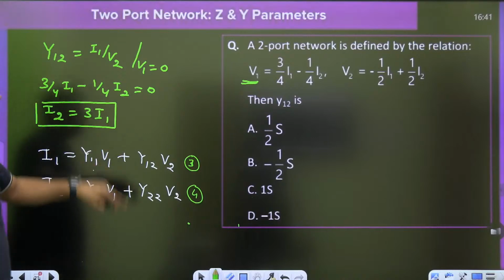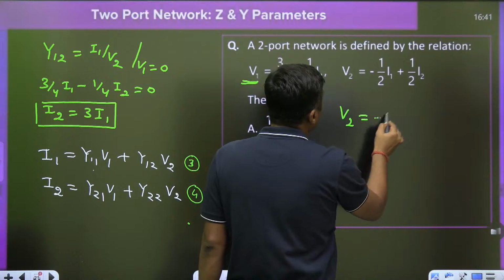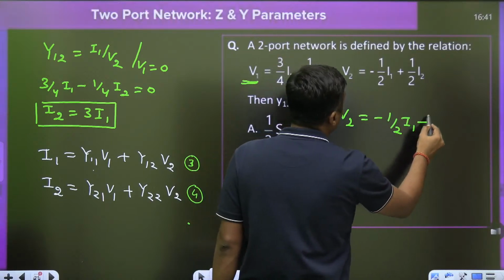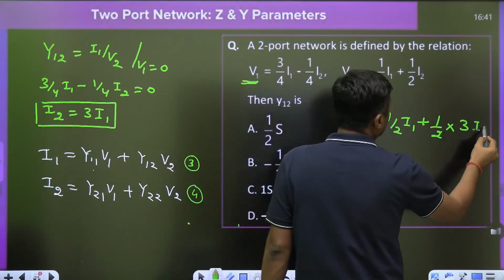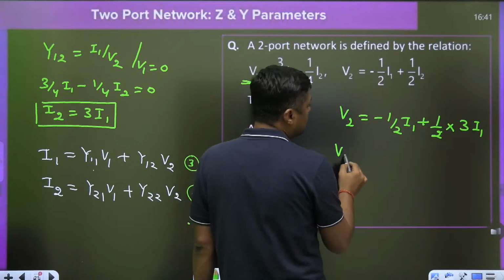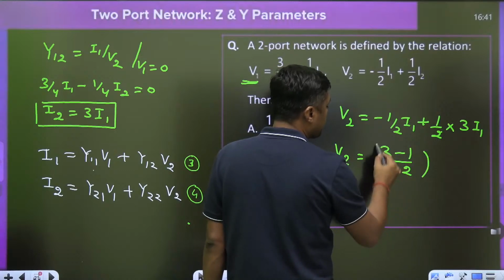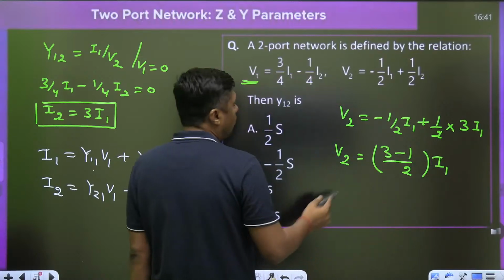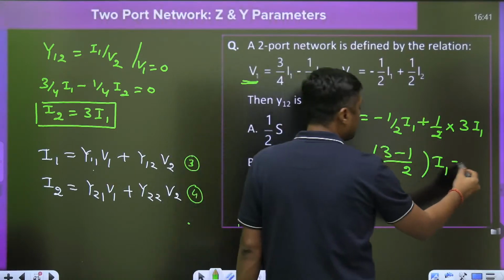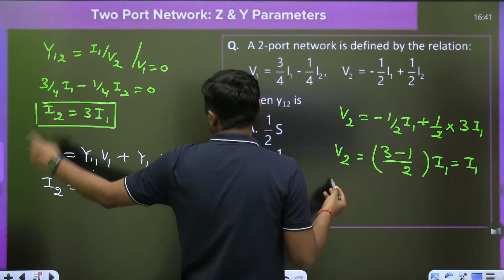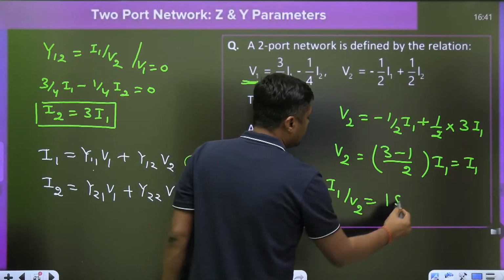Now put this in what? The second equation. When I am putting it, it will become V2 is equal to minus 1/2 I1 plus 1/2 into I2, which is 3 times I1. So V2 is equal to 3 minus 1 upon 2 I1. Now, what is this? 2/2, that is the 1, means I1. So what is I1 by V2? I1 by V2 is 1 Siemens. So directly, no need to find the Z inverse.